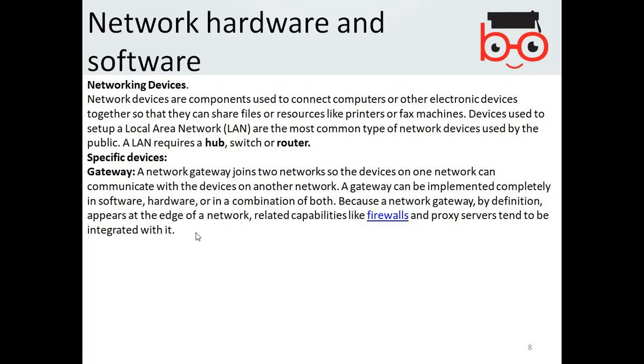For example, if a bank branch wants to connect with another branch, then they can be connected via a gateway. So obviously there will be some firewalls and proxy servers, and something like a virtual private network, a VPN, will exist over there. So gateways help to communicate and join the two different networks.